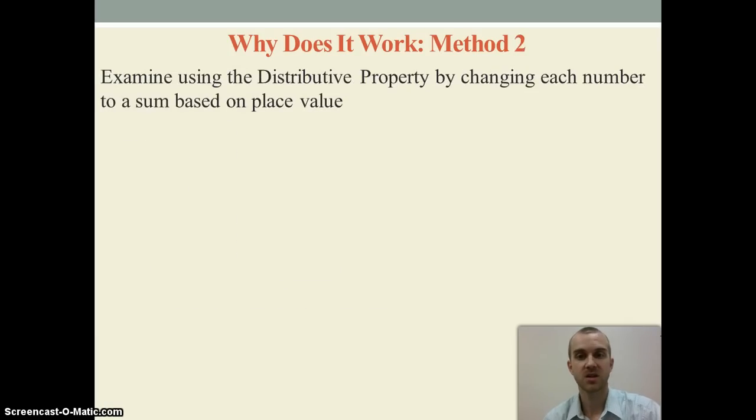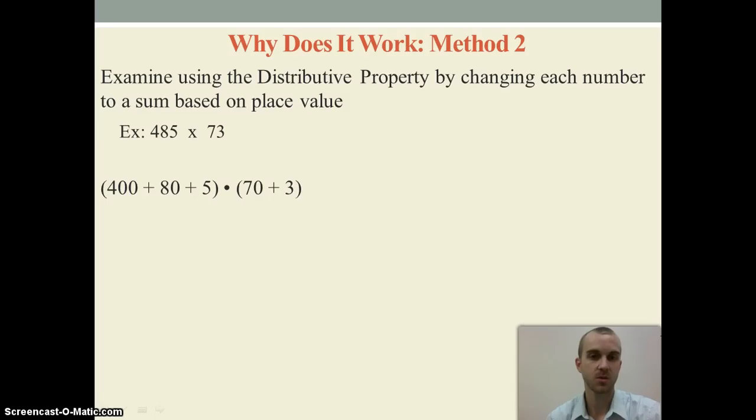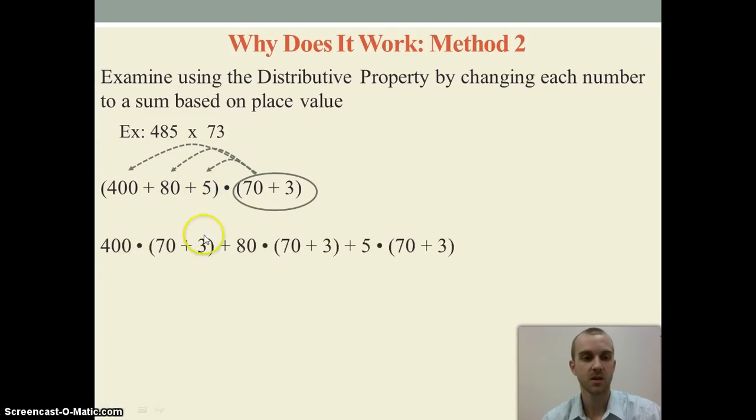Now, a second way I could look at this is using the distributive property, where I'm going to take each number and break it based on the place values and make it a sum. So, same numbers here, but I'm going to break them as sums based on place value. So I end up with a quantity of 400 plus 80 plus 5 times the quantity of 70 plus 3. And if you remember the fact we can do the double distributive property here, I'm just going to distribute my 70 plus 3 to each of the individual terms in the first quantity.